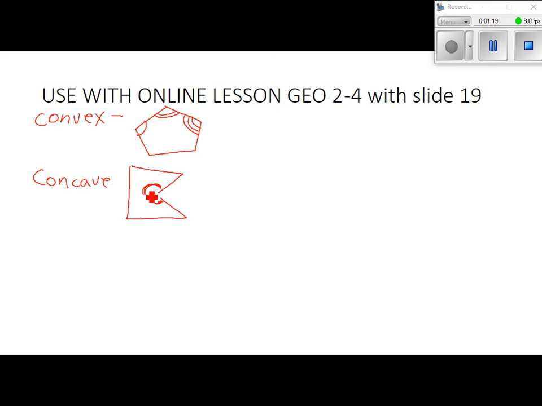So, you said 27, right? Is 27 concave or convex? Concave. And is it regular or irregular? Irregular. Remember, if it's regular, all the sides are the same and all the angles are the same. If it's concave, it can't be regular. So it's irregular. Next question.